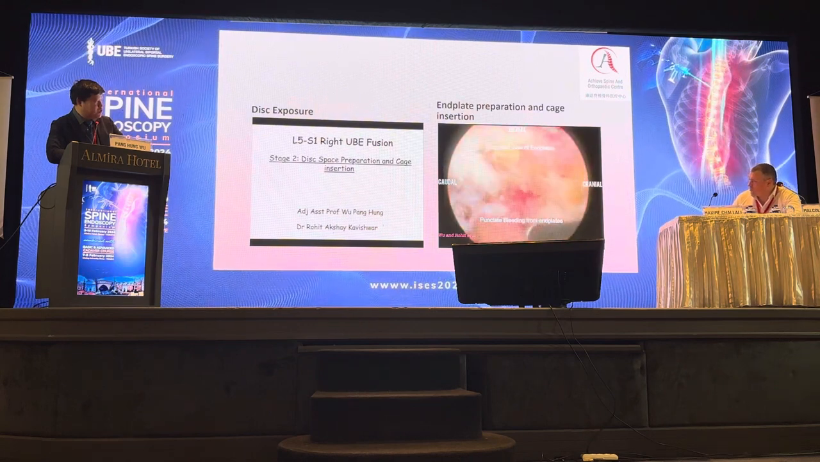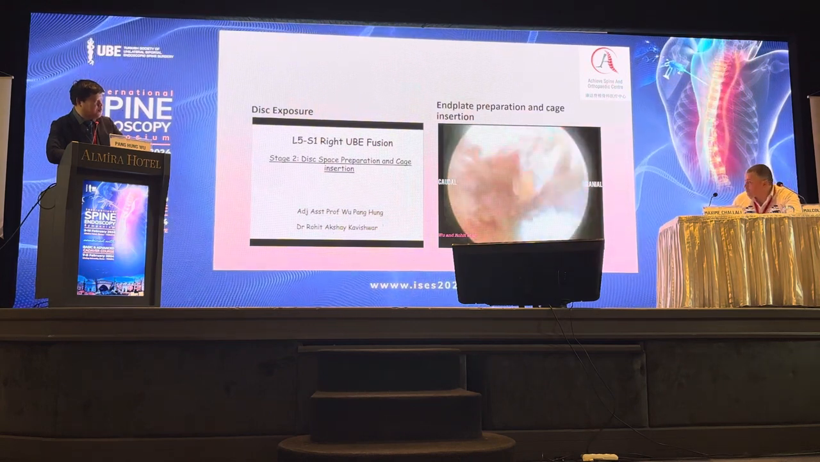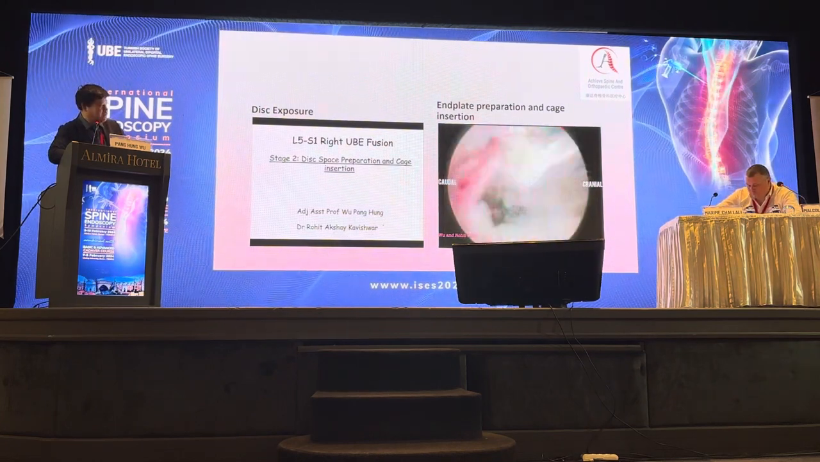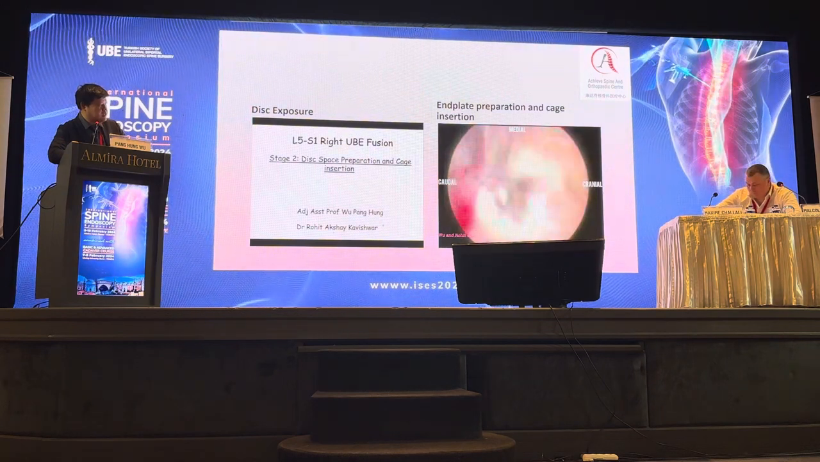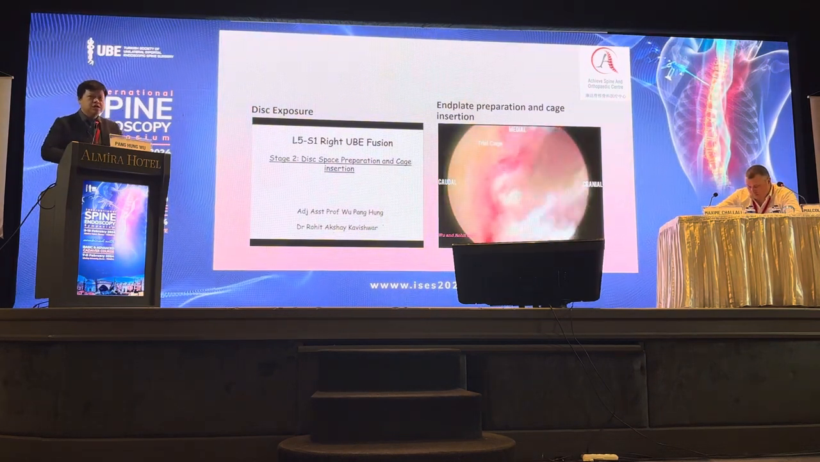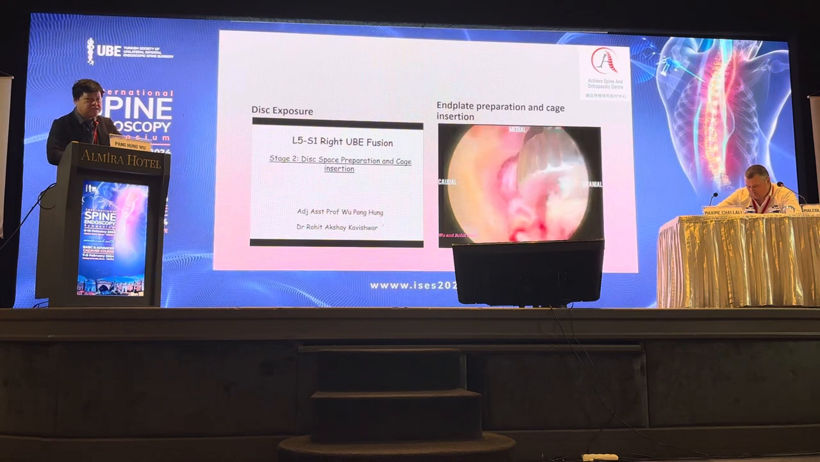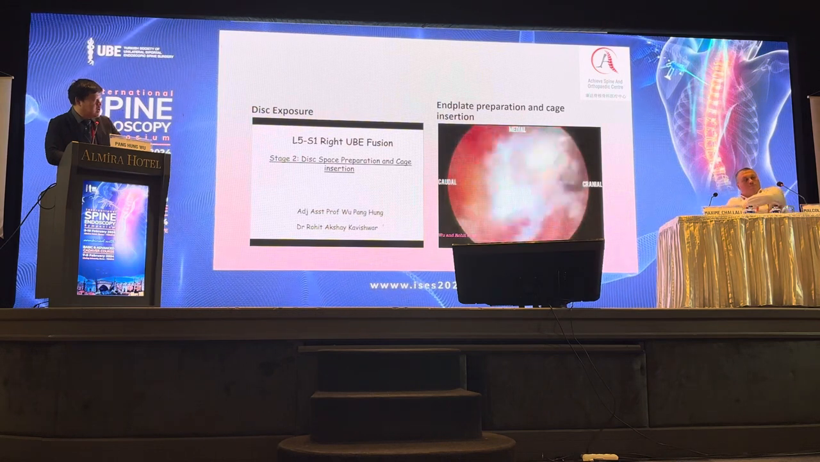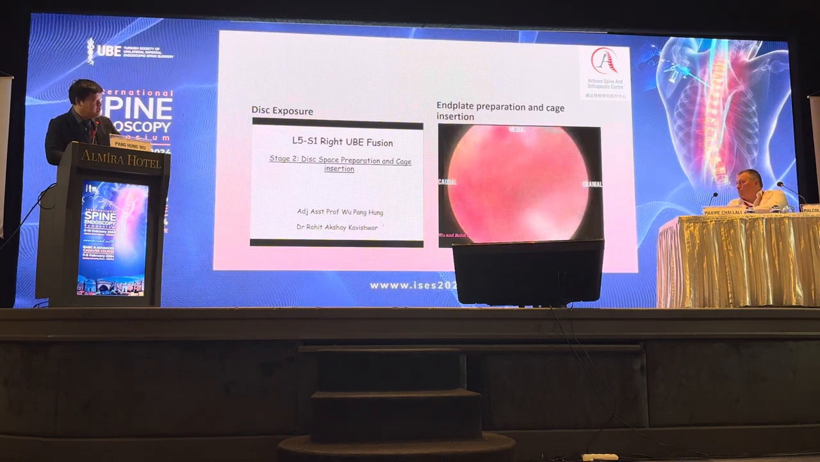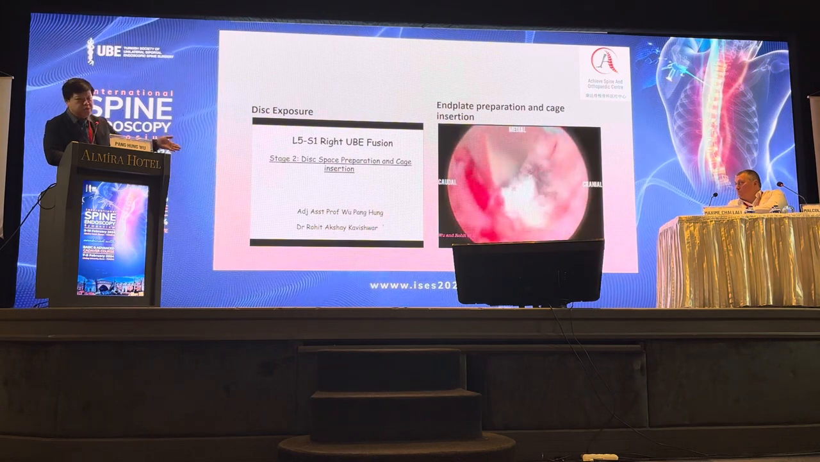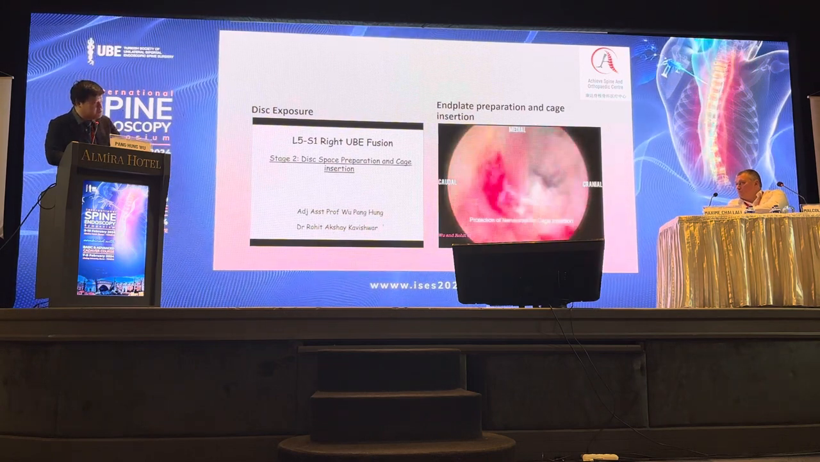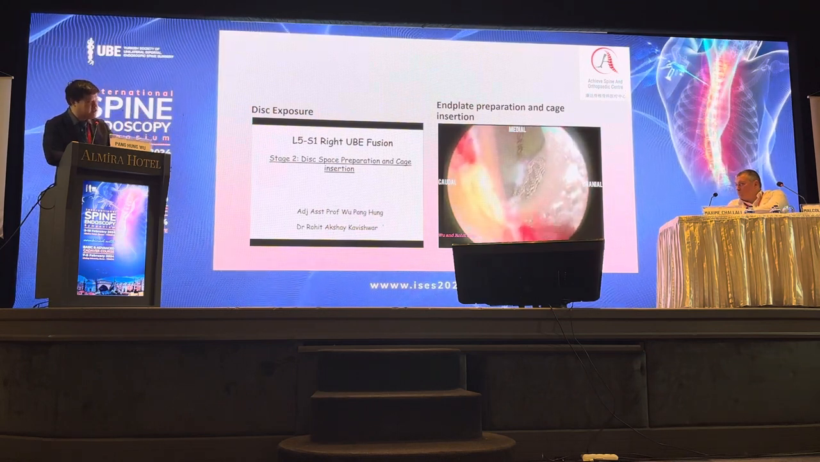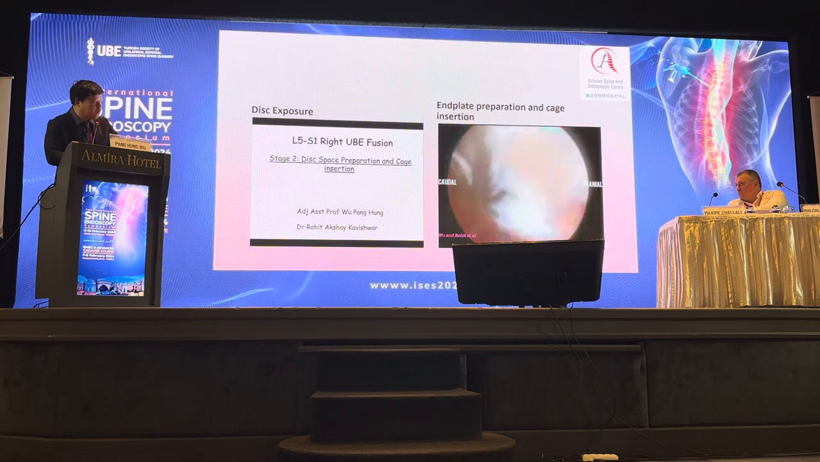So you can see we do visualize a large proportion of the end plate very well without violation of the end plate. I think that's really the true benefit of endoscopic fusion. It's not so much about how small the incision, or the muscle preservation, because we have fusion anyway, but more that you can visualize very well, and you're very confident of your end plate preparation before you insert a cage with bone graft.